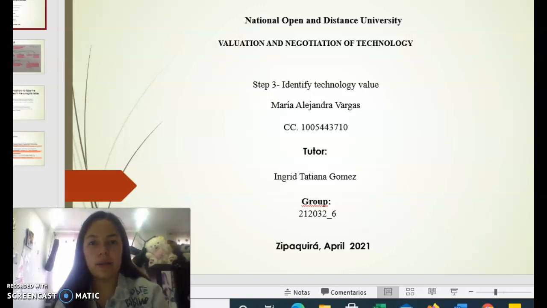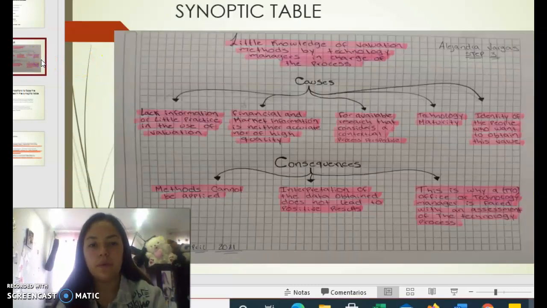I am studying industrial engineering and that activity corresponds to the course of valuation and negotiation of technology. Step 3, identify technology value. Okay. Then I am going to describe the synoptic table of little knowledge of valuation methods by technology managers in charge of the process.